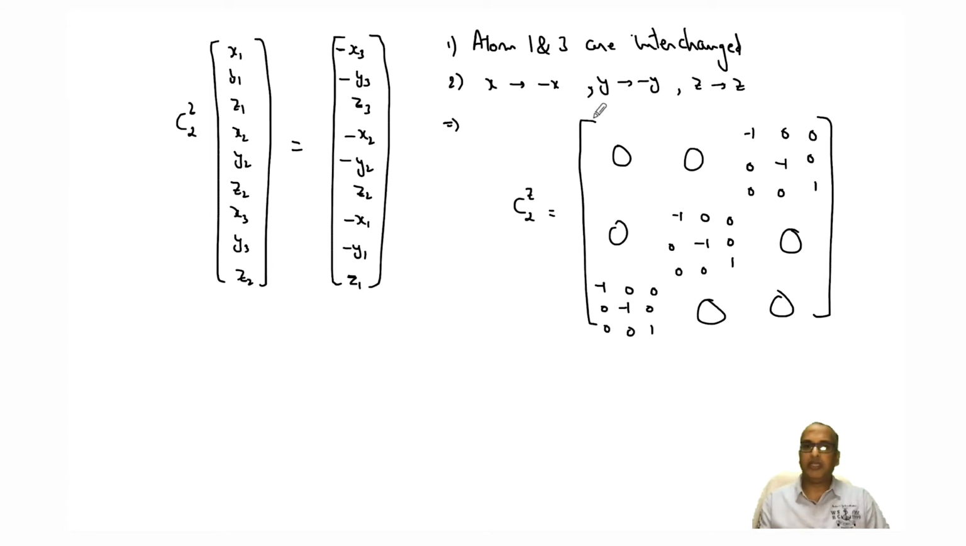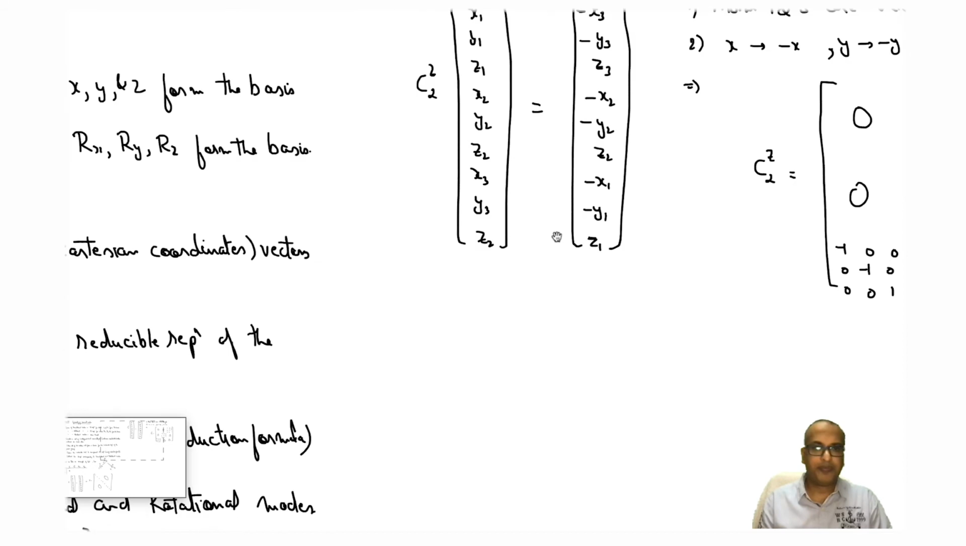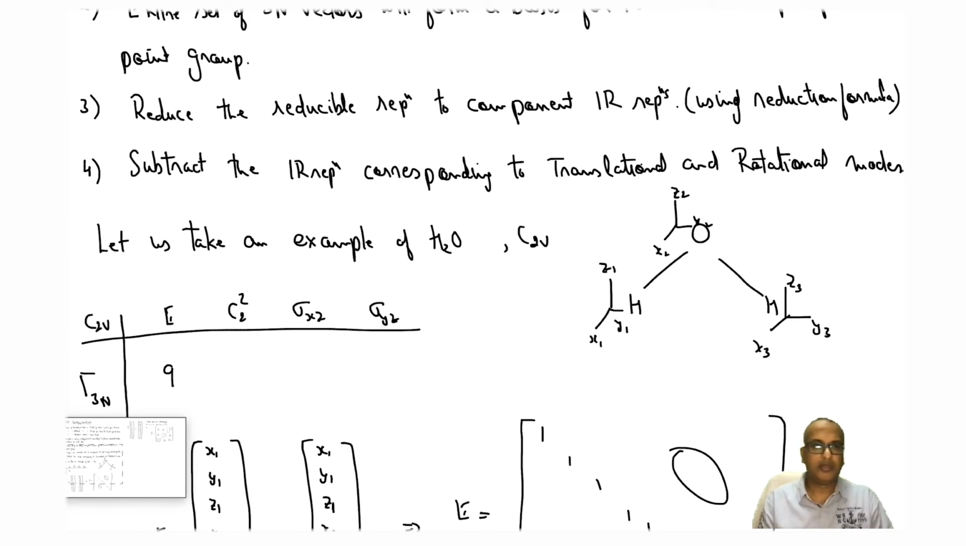So now if you see, the trace is only contributed by x2, y2, z2. So the trace will be minus 1, minus 1, plus 1. So this will be minus 1. So let us write down the trace over here. So our trace is now minus 1 here.